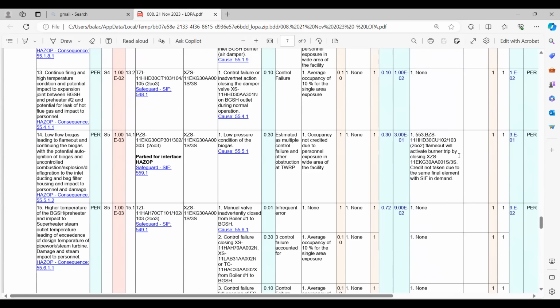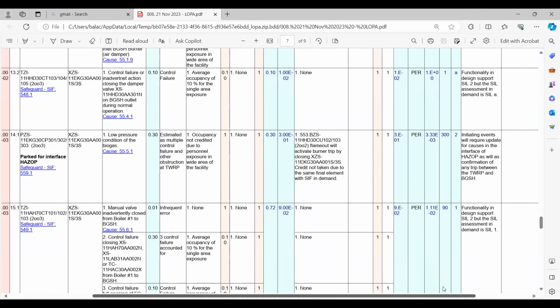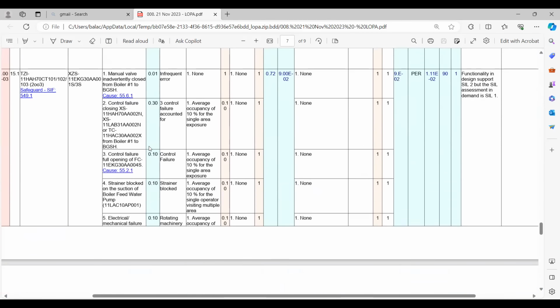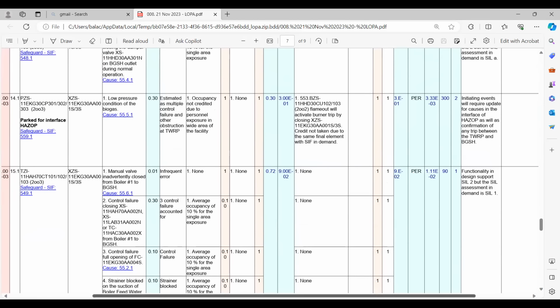A flame mode will activate the burner trip by closing this valve. Okay. And finally, if you see here, it's a 300. The RRF is 300. PFD is this one. RRF is 300. That means it is SIL 2. Okay. This is all for personnel, friends.